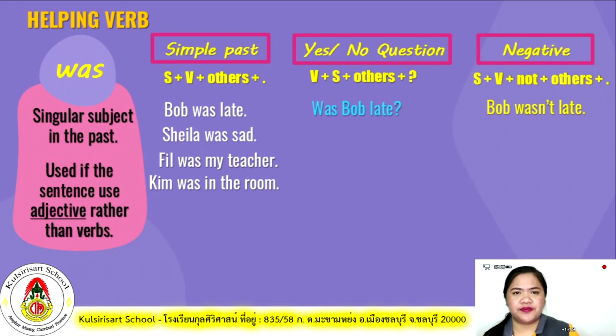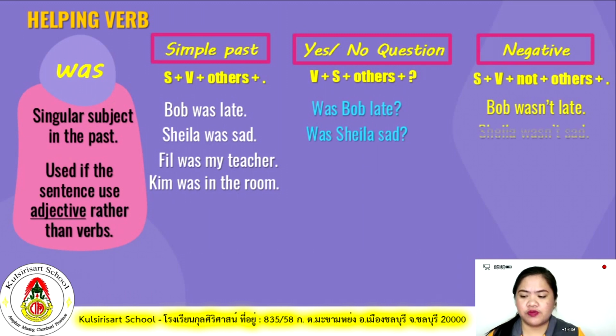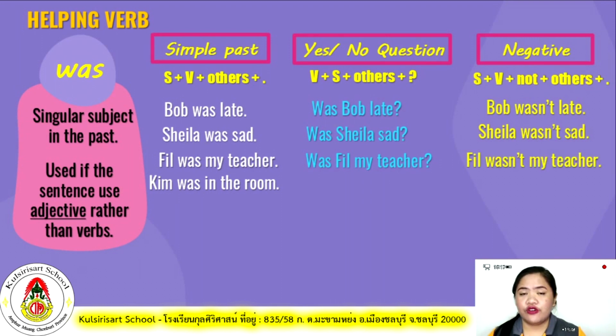What will happen? Very good. Was Sheila sad? And in the negative, it will become, Sheila wasn't sad. Meaning, Sheila was happy. Next, Phil was my teacher. It will become, was Phil my teacher? And Phil wasn't my teacher.